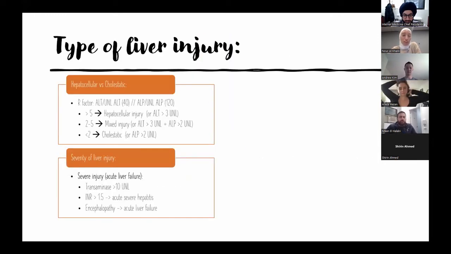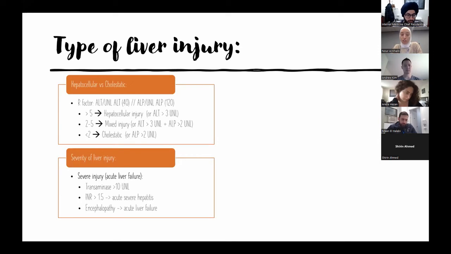Just before we start the cases, I want to give you some tips regarding the type of liver injury. Hepatocellular versus cholestatic: if you open your MedCalc, there is something called the R factor, which calculates the ALT to ALK-Phos ratio. If it's more than 5, it's usually hepatocellular, and we usually have ALT more than 3 times the upper normal limit. If it's between 2 and 5, it's usually mixed injury, less than 2 cholestatic.